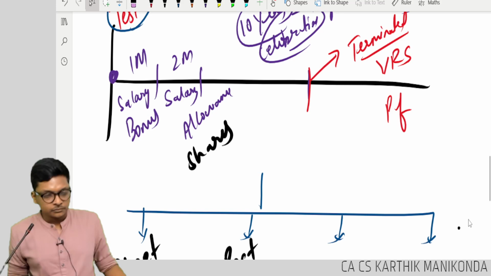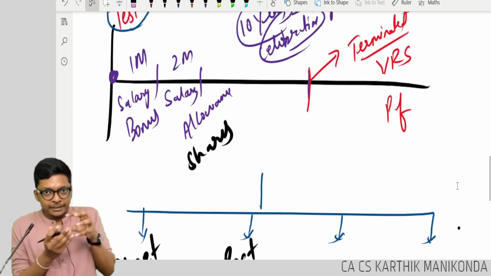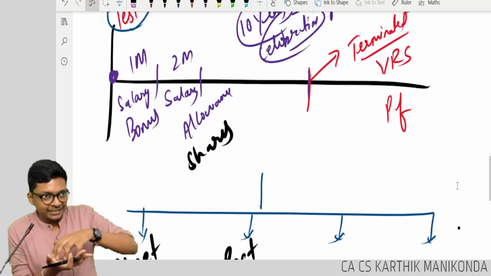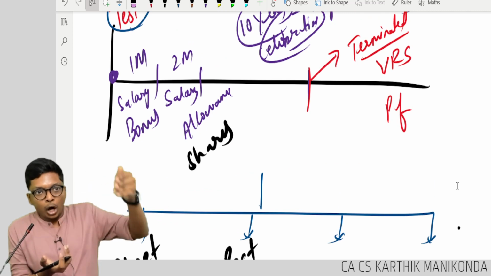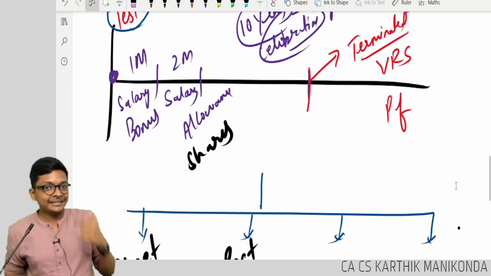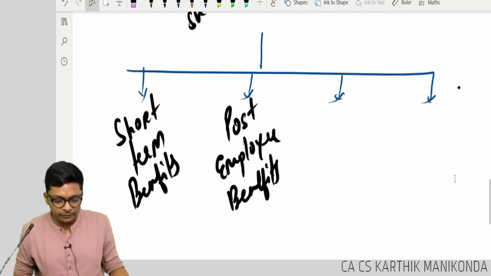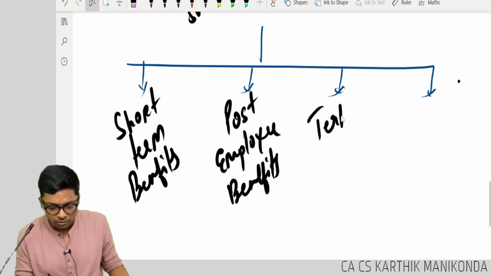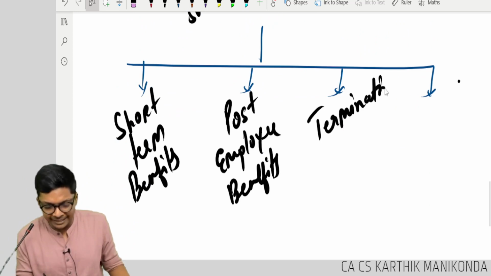Next, VRS is there. See, now look at this. Some he is getting during employment, some he will get after employment, some he will get at the time of retirement, at the time of termination. Correct? So next one is called termination benefits.